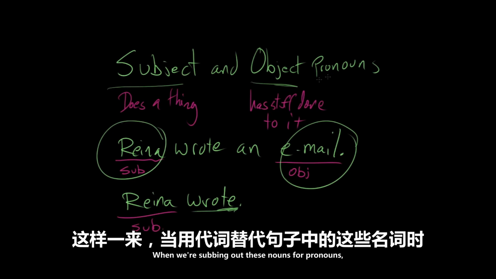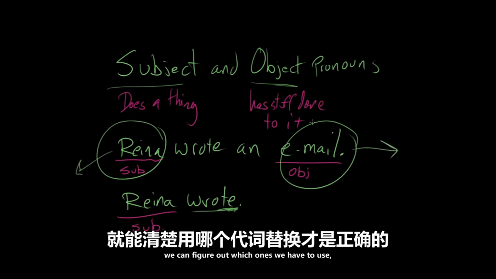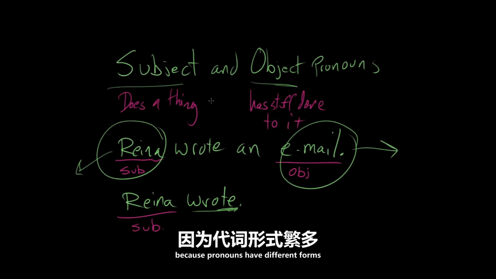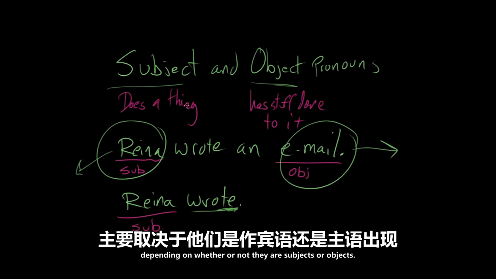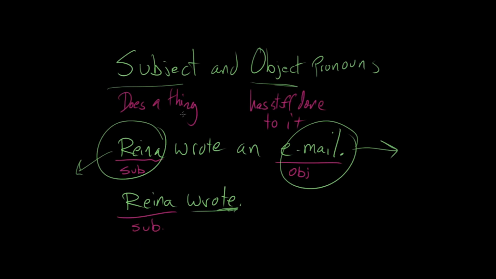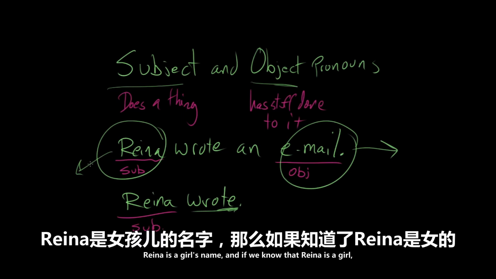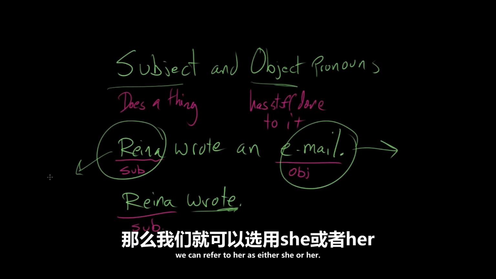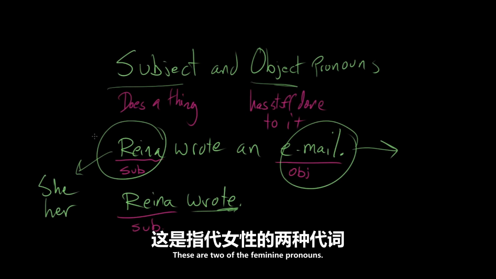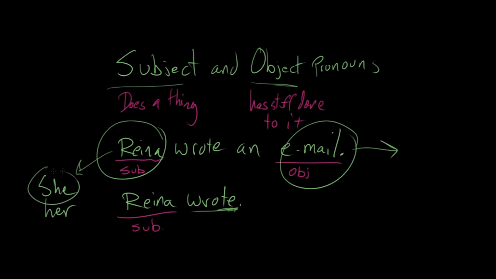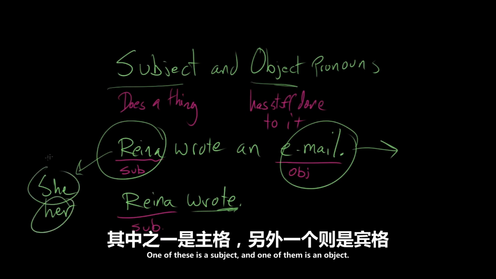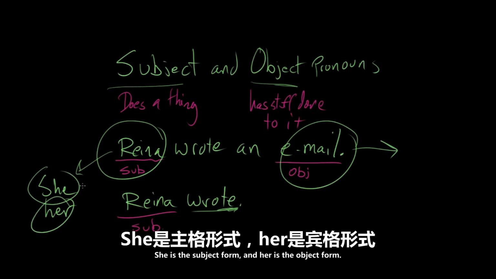So when we're subbing out these nouns for pronouns, we can figure out which ones we have to use, because pronouns have different forms depending on whether or not they are subjects or objects. So Raina is a girl's name, and if we know that Raina is a girl, we can refer to her as either she or her. These are two of the feminine pronouns. One of these is a subject, and one of them is an object. She is the subject form, and her is the object form.